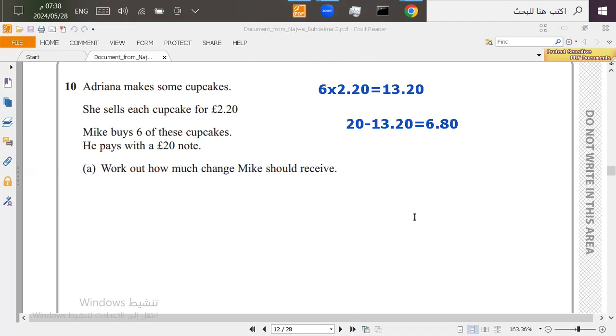And this is how you answer a question like this. You can write it as 6.8 or 6.80. Same idea, okay? Now let's move on to the next question.